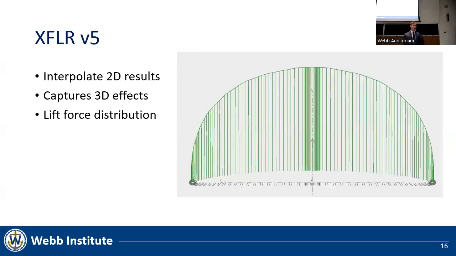XFLR5 works by using 2D performance coefficients of the foil section and the 3D finite wing effects to efficiently calculate lift distribution, drag, and forces on the foil. Here you can see the lift distribution for an undeformed elliptical foil.